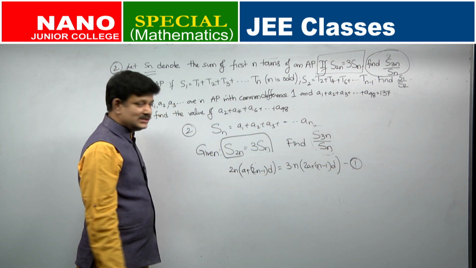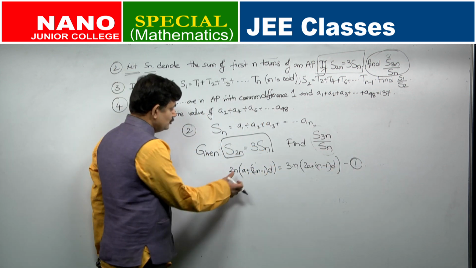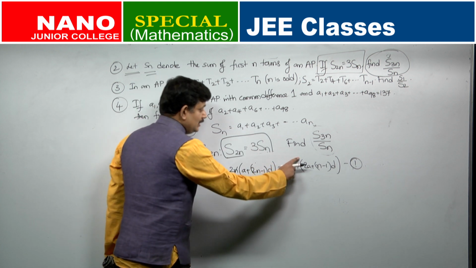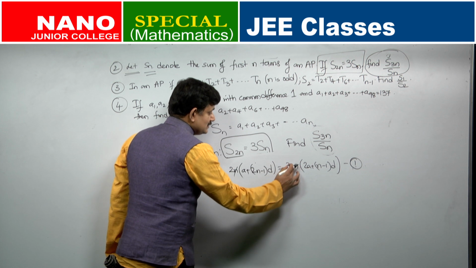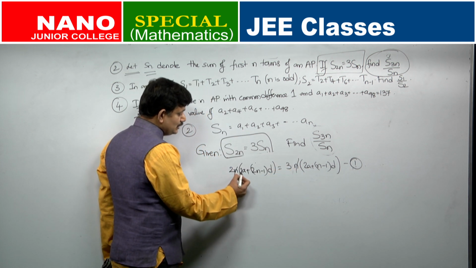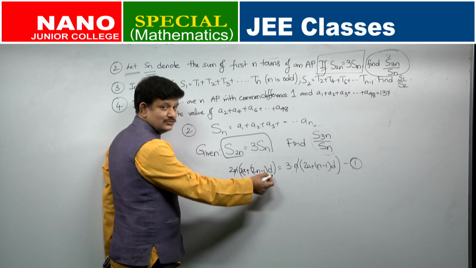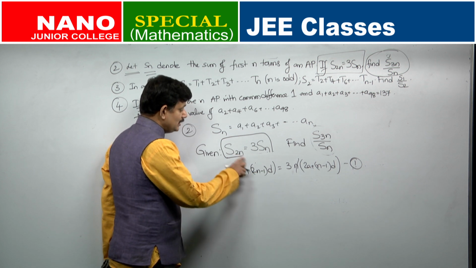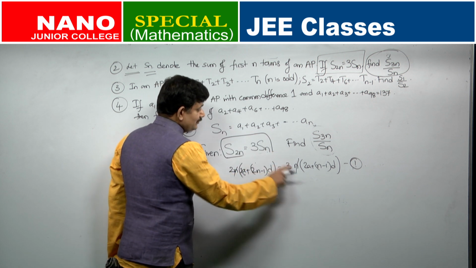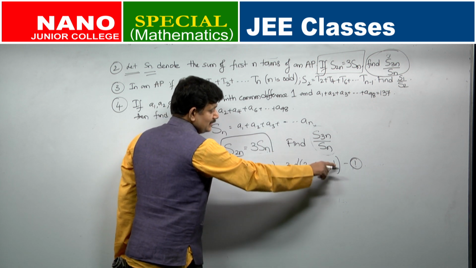I told you at every stage whatever simplification is possible, do it then and there itself. N and n you can get it cancelled. So, what is your first equation? 2 times of 2a plus 2n minus 1 into d. In place of n we have 2n here, is equal to 3 times of Sn, n into 2a plus n minus 1 into d.